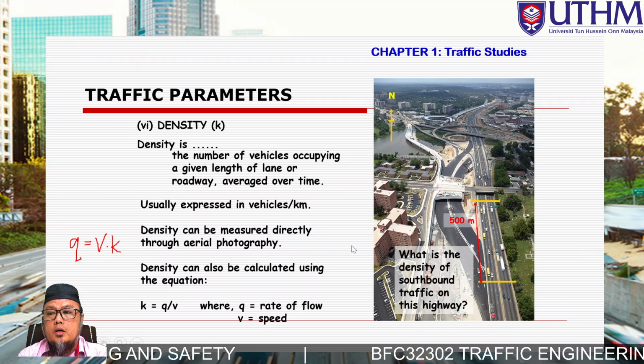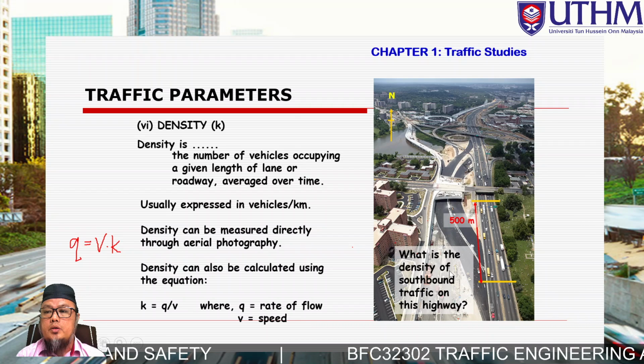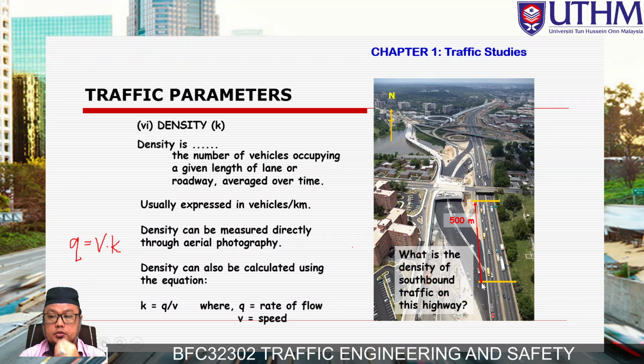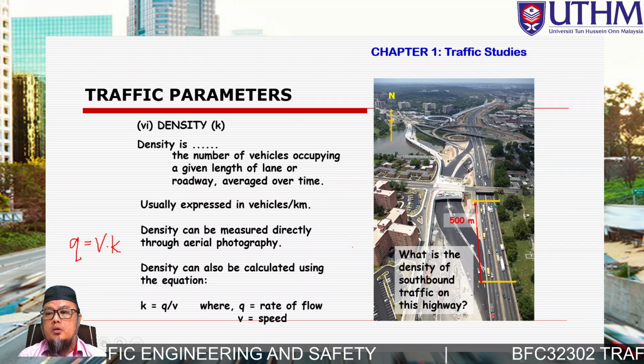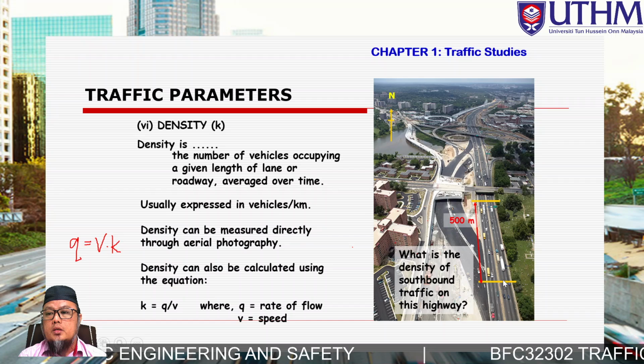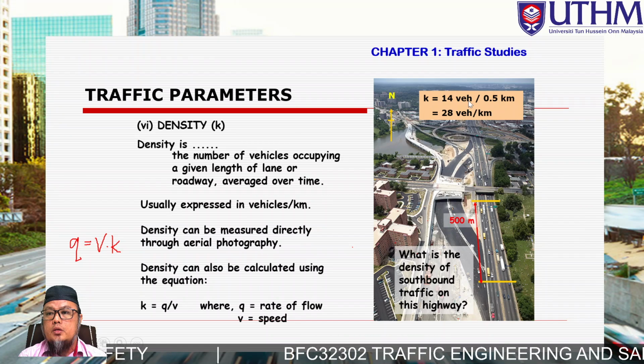Okay, now we look at this simple question. What is the density of southbound traffic on this highway? We have a length section of 500 meters. So now we can count individual vehicles in this particular section. From here we obtain 14 vehicles. 14 vehicles within 500 meters or 0.5 kilometer.